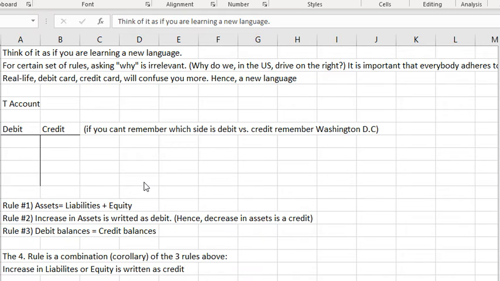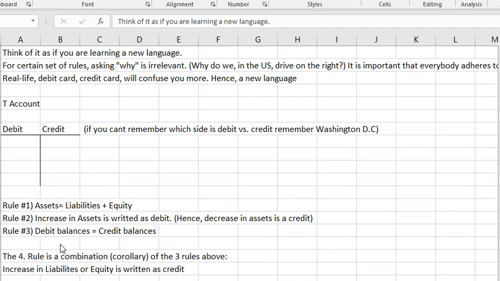Asset is the economic resource that the firm can and will use in the future, and the firm can finance those assets either in terms of liabilities, which is debt, or equity, which is what the owners of the business contribute to the business. The second rule is an increase in asset is always written as a debit, and as a result, a decrease in asset is going to be written as credit.